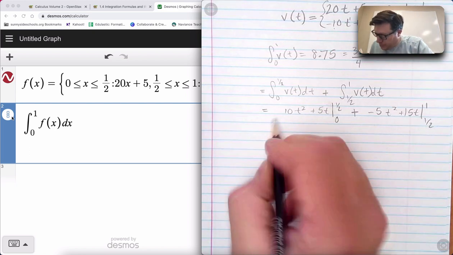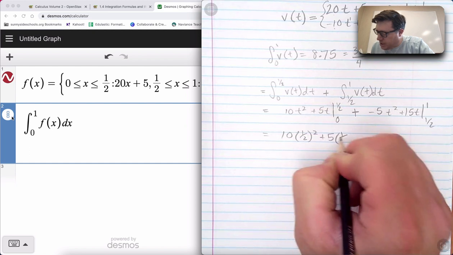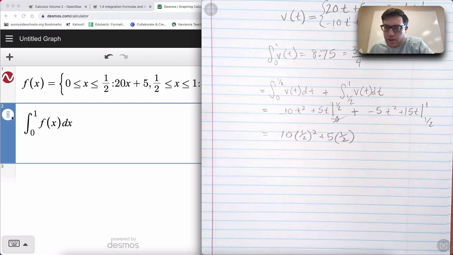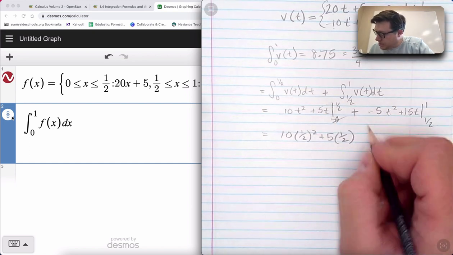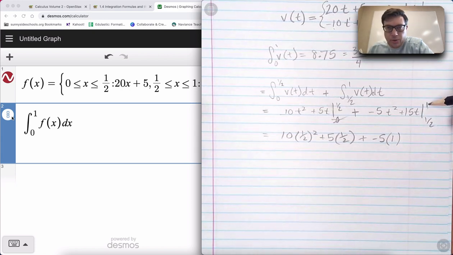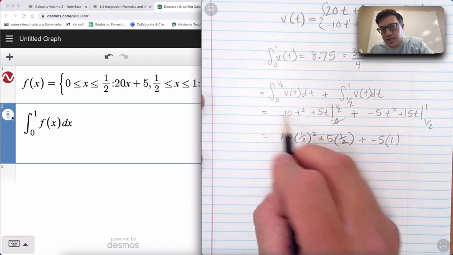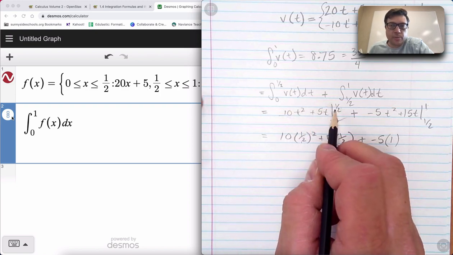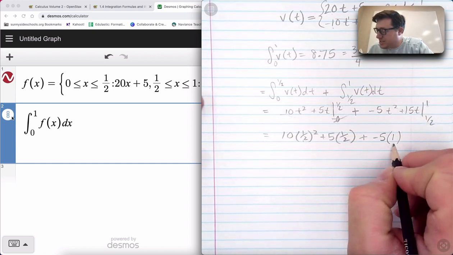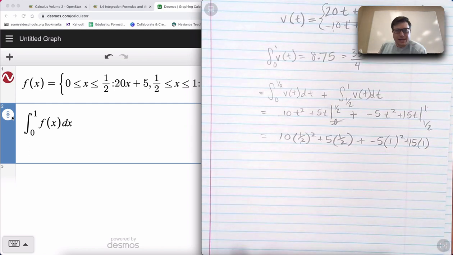Okay, 1/2. 10 times 1/2 squared plus 5 times 1/2. The 0 and 0 make that whole thing 0, so there's no reason to look at 0 at all. Plus negative 5 times 1. You always have to do the top boundary minus the bottom. I'm leading off with 1/2 for this integral because 1/2 is the upper bound of the first condition. Now I'm leading off with 1 in the second portion because we need to find the difference. We're subtracting, so to speak.